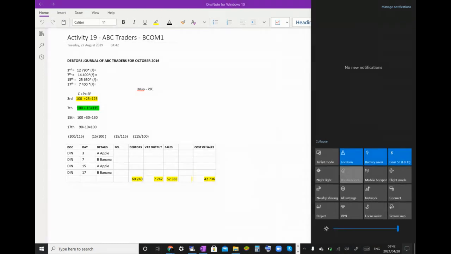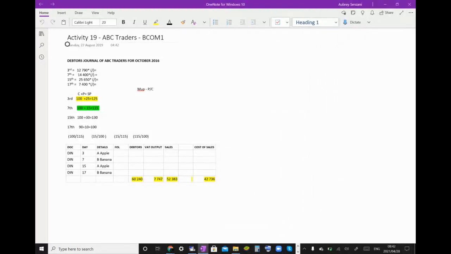All right, awesome. Now that we've done that, we can now jump into our transactions. Which journal are we going to start with? You guys pick.